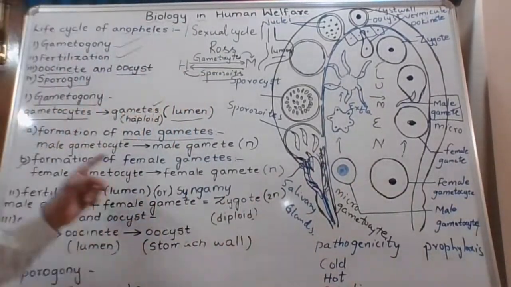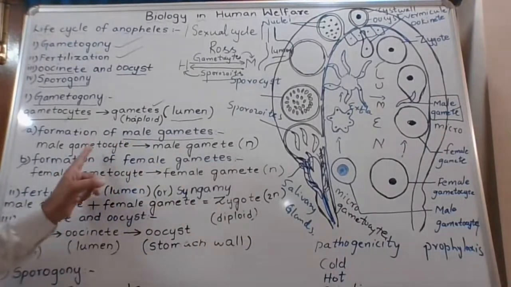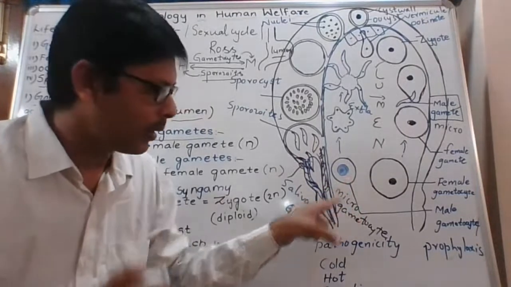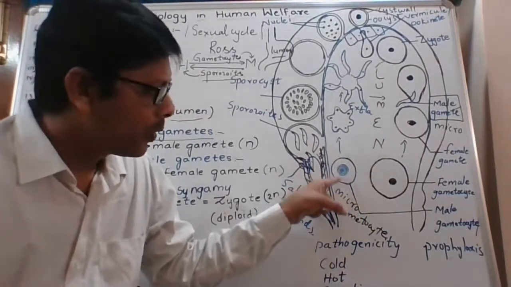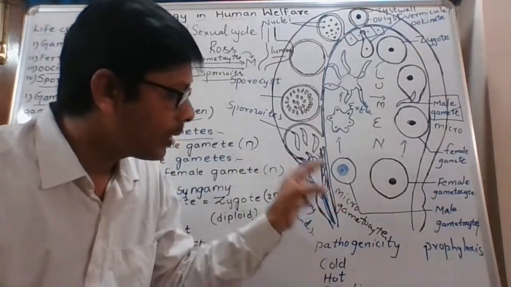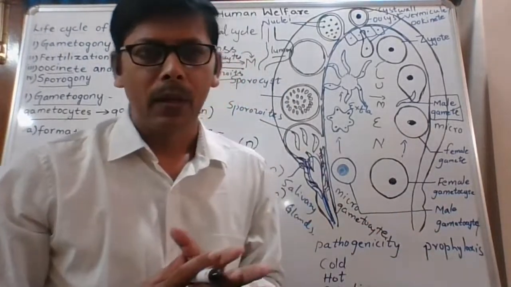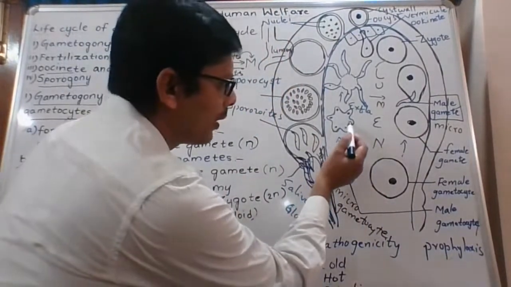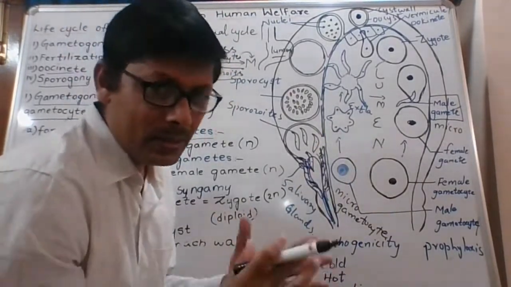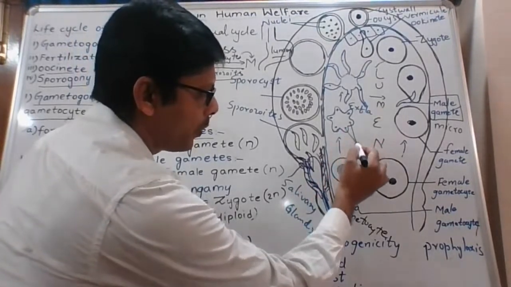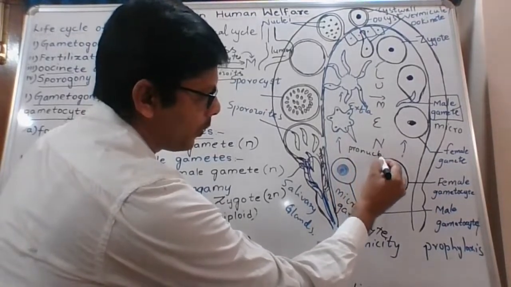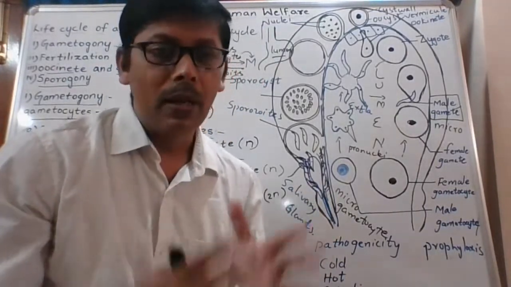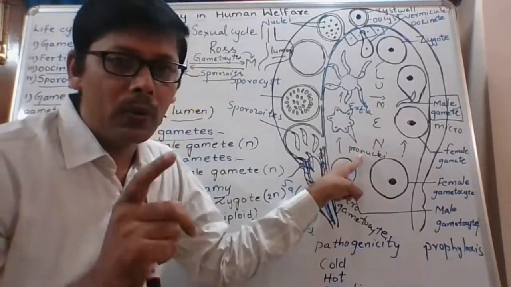Now we are going to learn that. Okay, formation of male gamete. From the male gametocyte, male gametes are formed. What happens? Look at this one. This is the male gametocyte, also known as microgametocyte. You know what this structure is? This is the nucleus. The nucleus of the microgametocyte undergoes divisions 3 times, and it forms nearly 8 pronuclei. But in this diagram, only 6 are shown. Okay, these are called pronuclei. The nucleus of the male gametocyte undergoes divisions and results in the formation of 8 pronuclei.